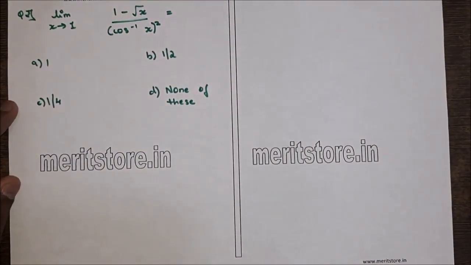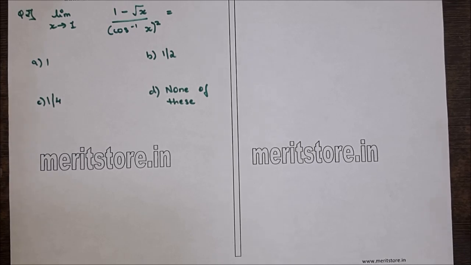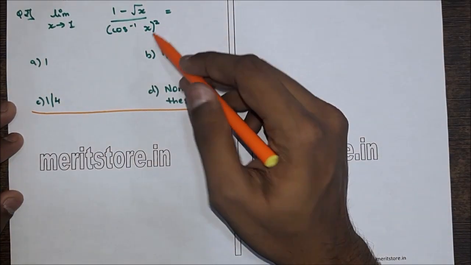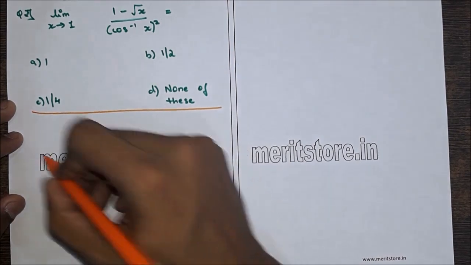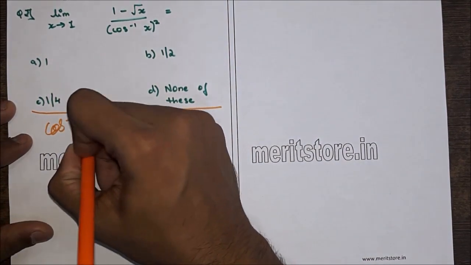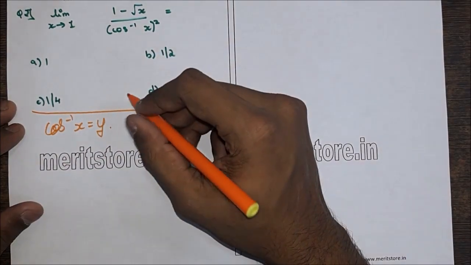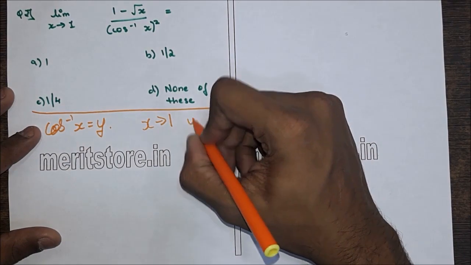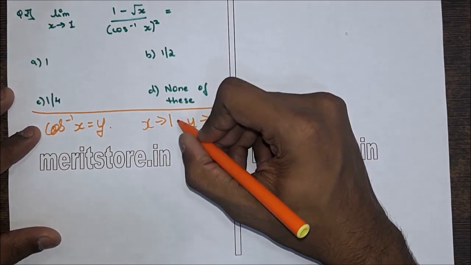Limit of x tends to 1, (1 minus root x) upon (cos inverse of x) the whole square equals: a) 1, b) 1 by 2, c) 1 by 4, or d) none of these. So first what we have to do is write cos inverse of x as y. So let me write that down. Cos inverse of x equals y. And if x tends to 1, we'll have y tends to 0.